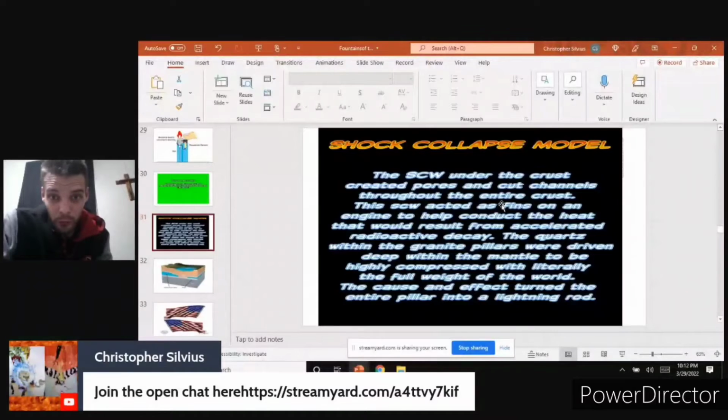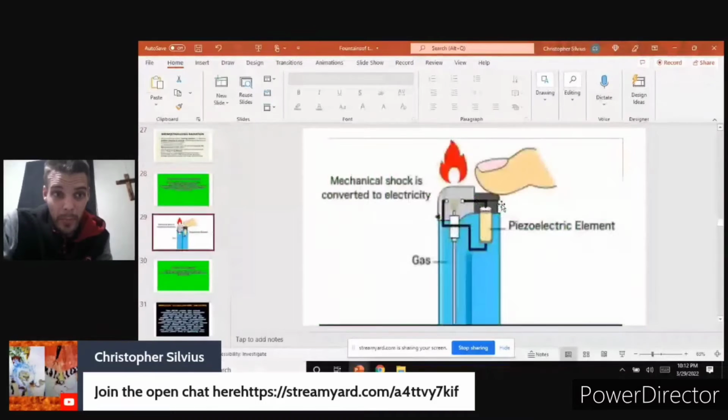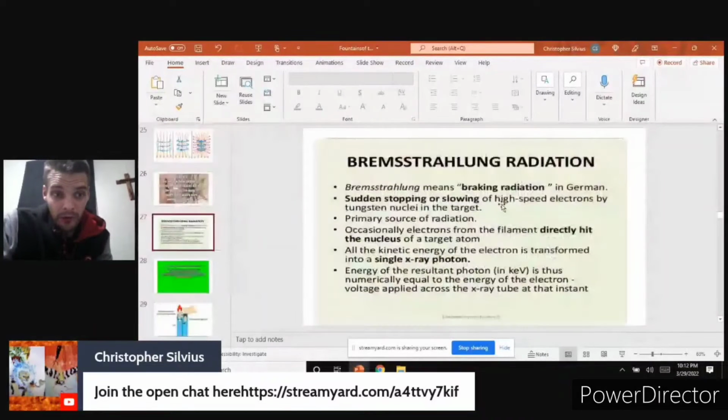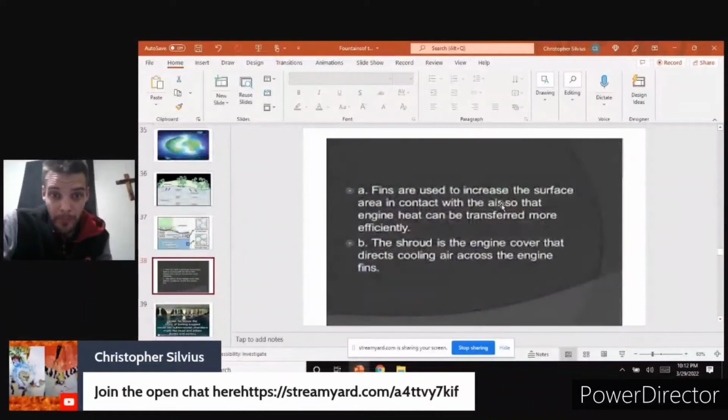And this supercritical water acted as fins on an engine to help conduct the heat that would result from accelerated radioactive decay. So one of the ways that you can remove the heat is basically to increase your surface area. Fins are used to increase the surface area in contact with the air so that the engine heat can be transferred more efficiently, and the shroud is the engine cover that directs cooling air across the engine fins.